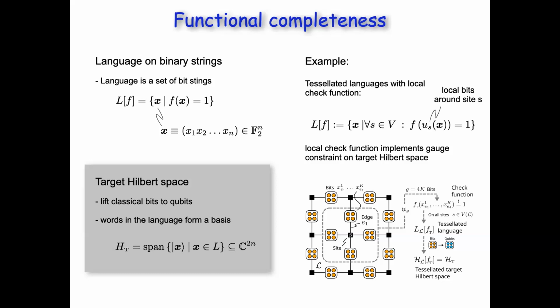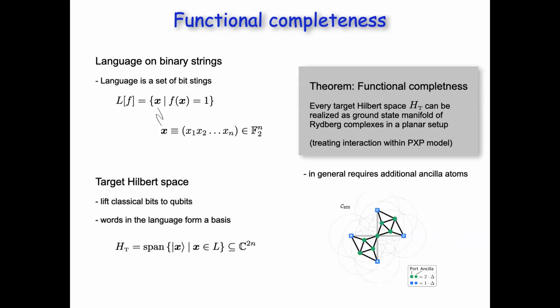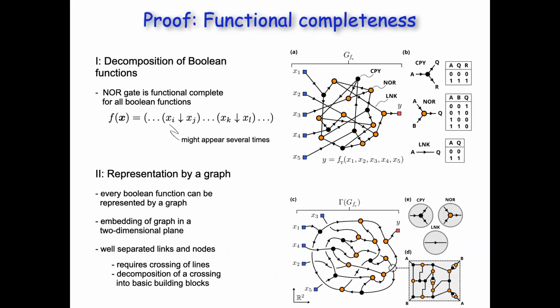And in that way, I can extend this formalism to languages which are translationally invariant and extend over the full lattice. And I would like to demonstrate to you, in a sketch of a proof, that Rydberg atoms are functionally complete. So whatever language you want to implement, you can achieve that with Rydberg structures. And the proof is constructive. So I have to tell you in 4 steps how to achieve it.